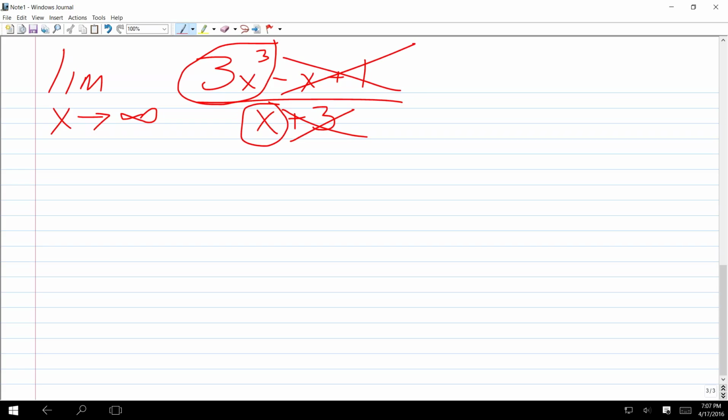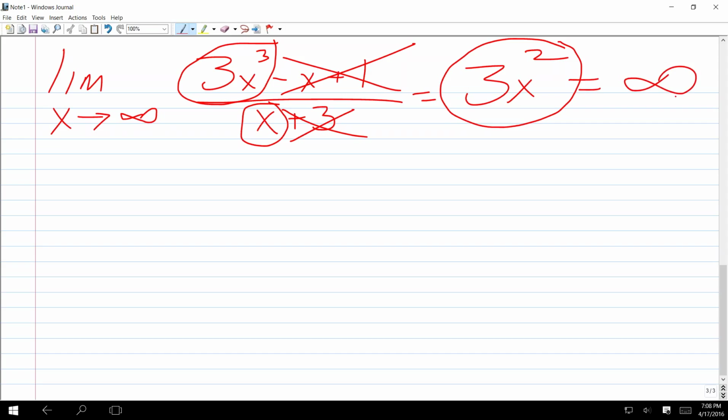Okay. And these two reduce to that, right? Right. So what's the limit as x goes to infinity? So you use the exponent? Well, no, think about that. As x gets infinitely large, what happens to 3x squared? Doesn't that just get infinitely larger too? So that limit is also infinity.